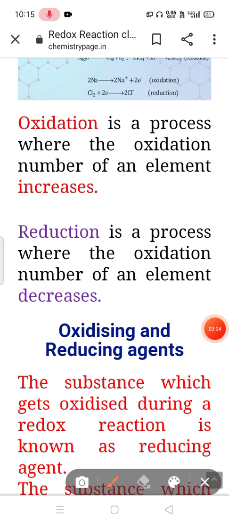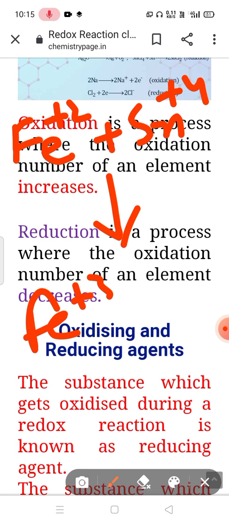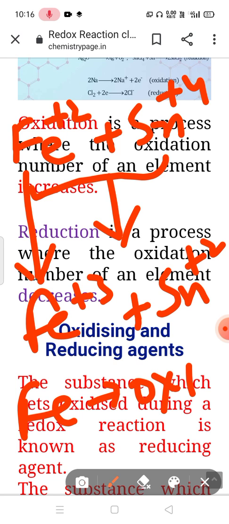now as you have seen here, suppose Fe+2 when reacting with Sn+4 converts into Fe+3 and Sn+2. Now there are two substances in the reactant series. Fe converts into Fe+3. There is an increment of oxidation number, meaning Fe is oxidized here, while Sn+4 converts into Sn+2. It has the reduction reaction.